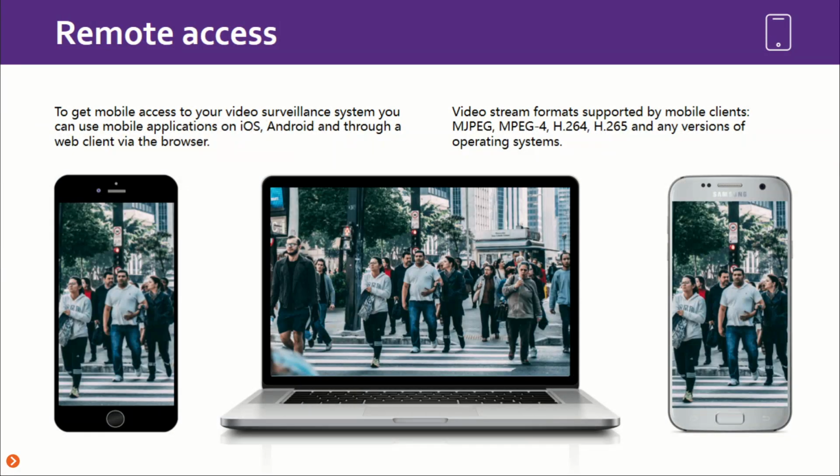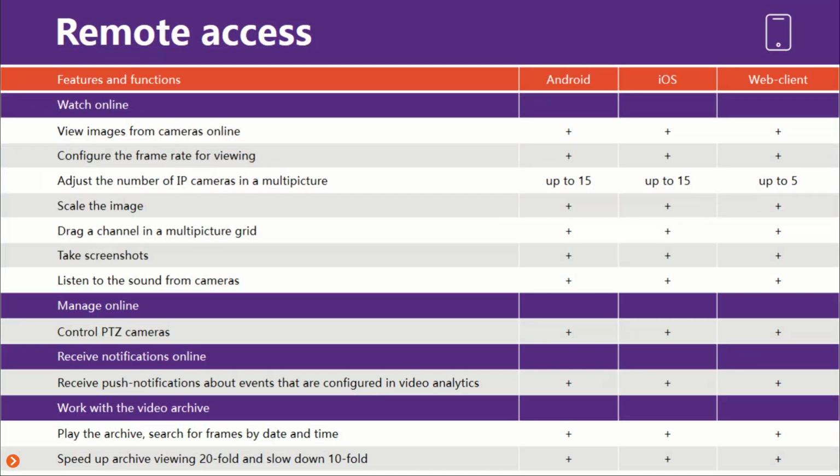Then we have support for mobile devices and web clients. You can get Eocortex on your mobile device, whether it is running on Windows or Android or iOS. You will be able to get streams from cameras connected to the VMS. You will be able to get images. If you want to play archive, you can get that as well.